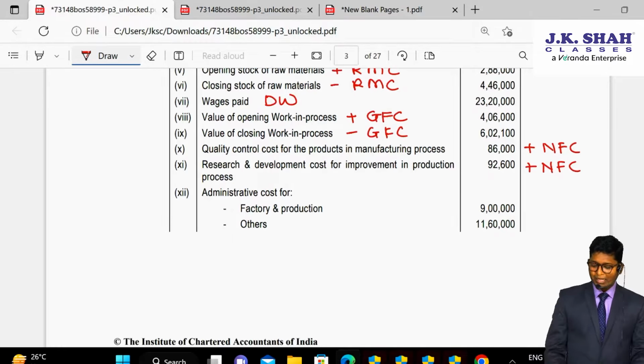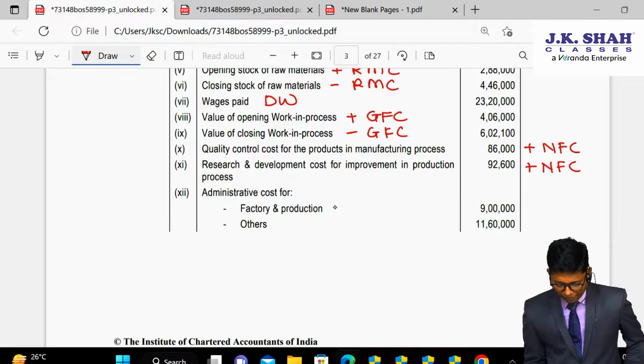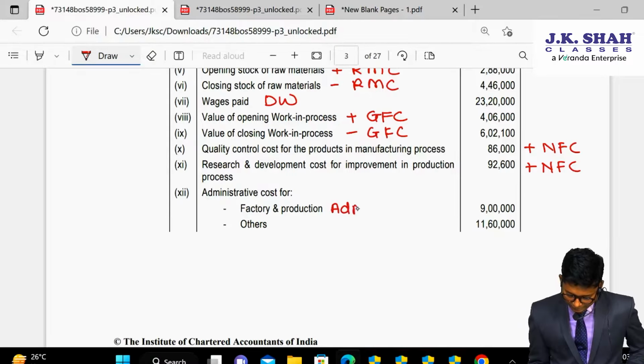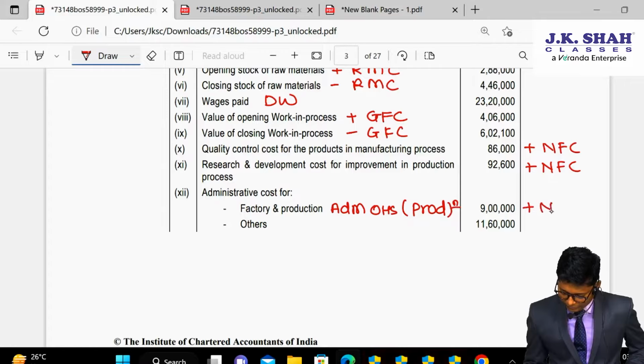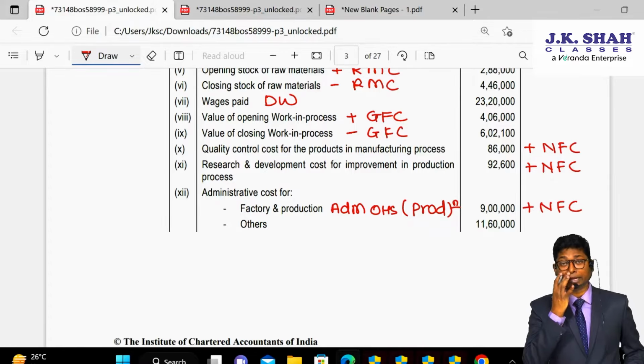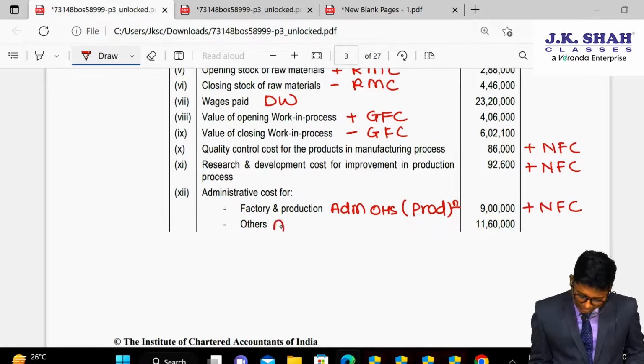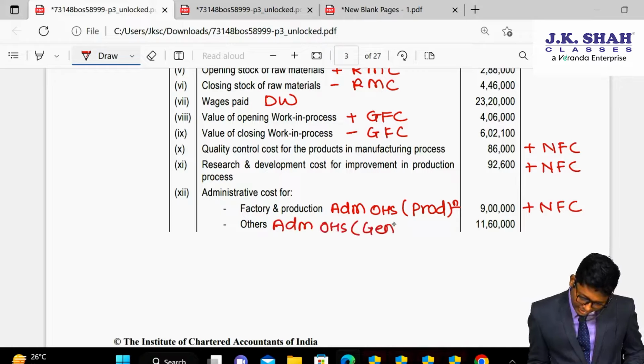Administration cost. Now administration cost for factory and production, this is admin overhead related to production, and related to production admin overhead we add to net cost. But other admin overheads are called admin overhead general, and admin overhead general we add to COGS.